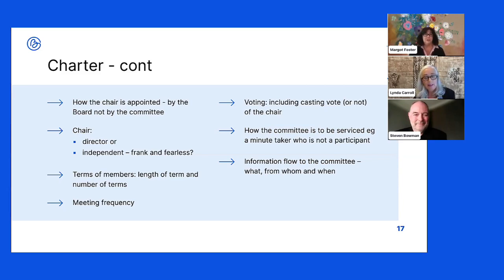Voting: who votes, whether the chair has a casting vote, and increasingly chairs don't have casting votes. How the committee is to be serviced, such as having a minute taker who's not a participant, maybe a member of the staff, and the information flow to the committee: what, from whom, and when. So all those things need to be incorporated into your terms of reference.